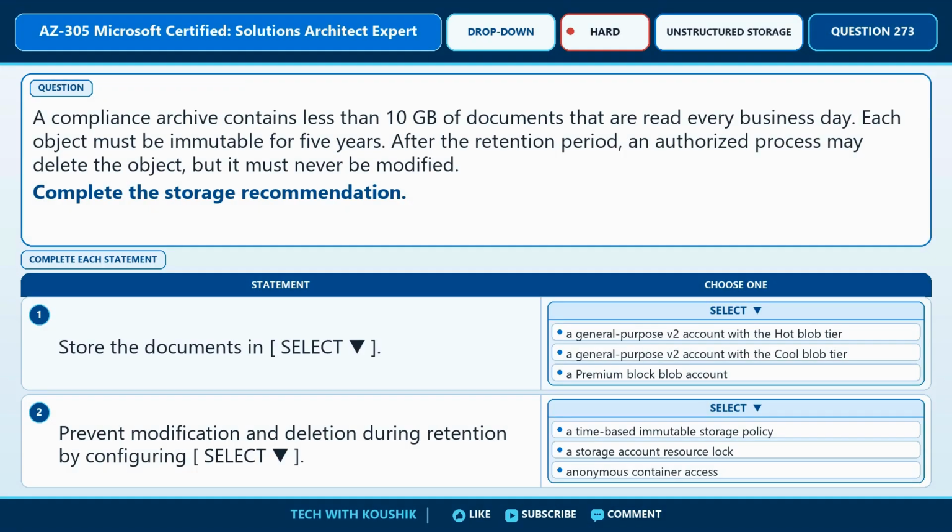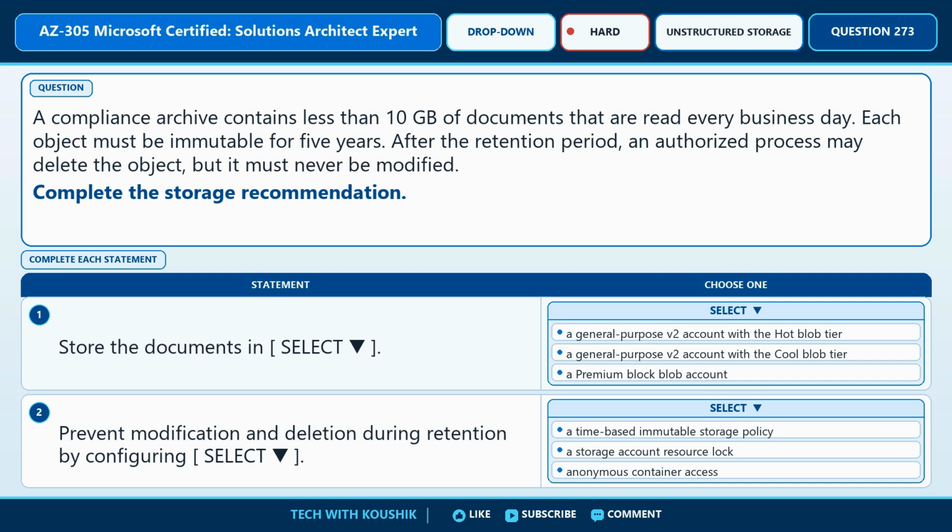Question number 273. Now, a compliance archive contains less than 10 gigabytes of documents that are read every business day. Each object must be immutable for 5 years. After the retention period, an authorized process may delete the object, but it must never be modified. Complete the storage recommendation. The first statement reads, store the documents in the blank.